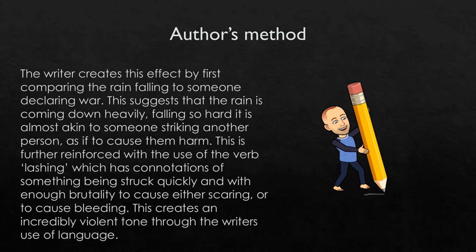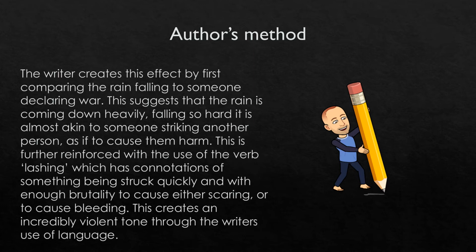Next, we have the author's method. So the writer creates his effects by first comparing the rain falling to someone declaring war. So that's me talking about the effect of that metaphor, and then what this suggests. And using a phrase like "this suggests" will always kind of put you back on track in your answer. Always making sure that you're trying to explain as well as you can. This suggests that the rain is coming down heavily, falling so hard it is almost akin to someone striking another person as if to cause them harm. So I'm trying to explain this in as clear language as I can.